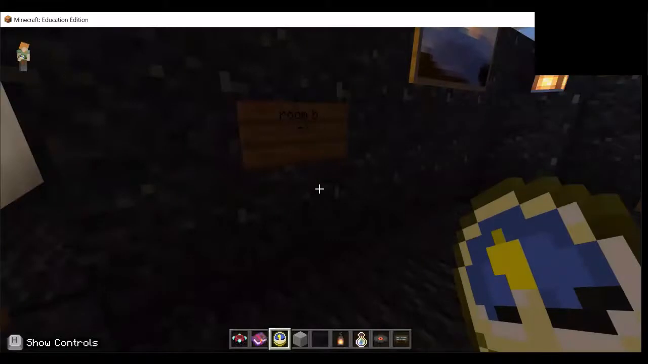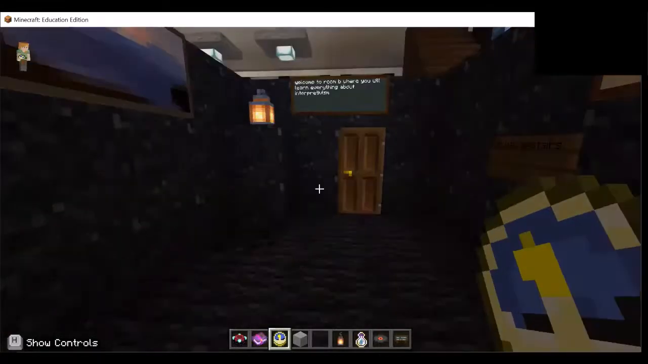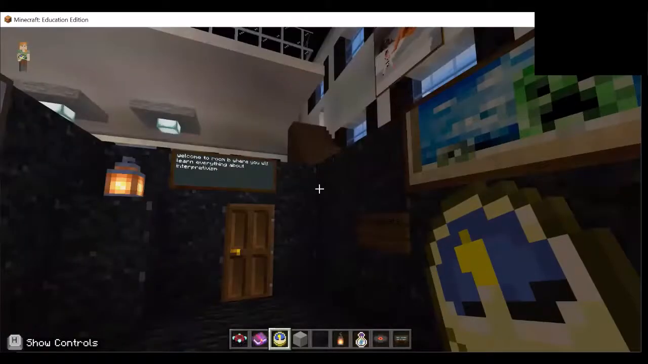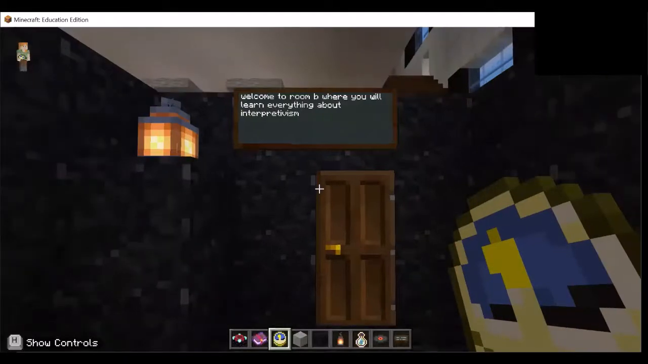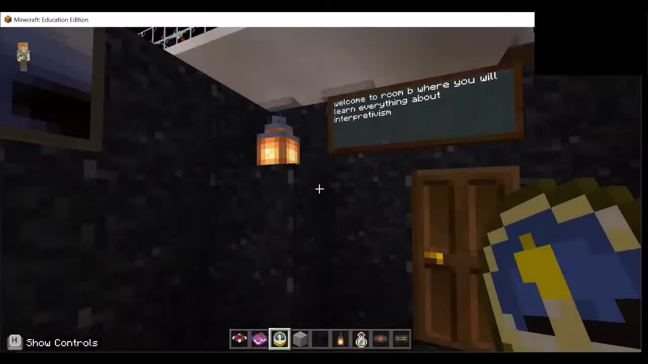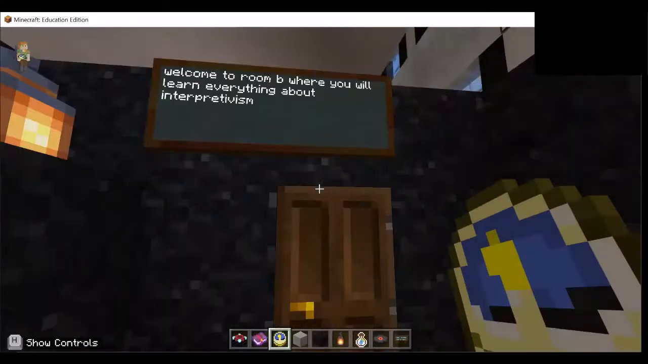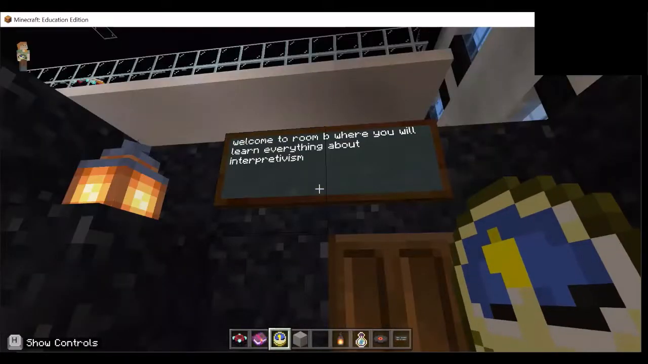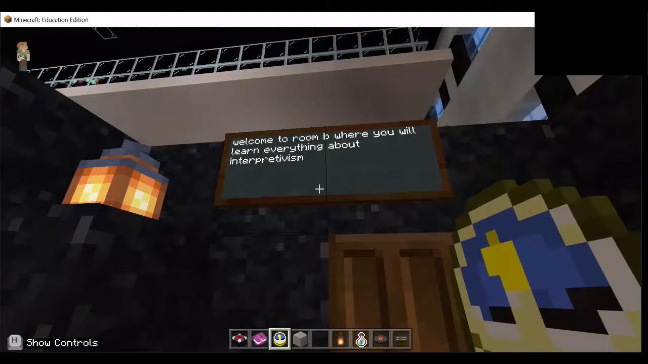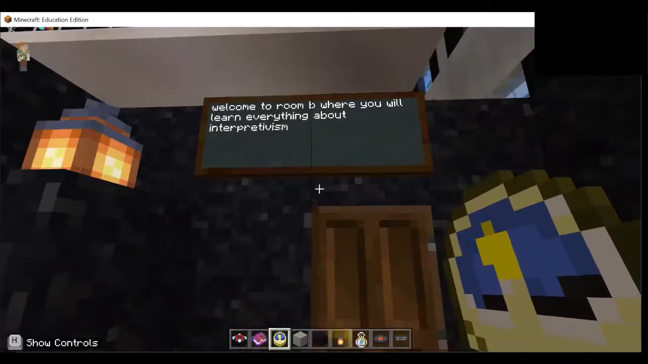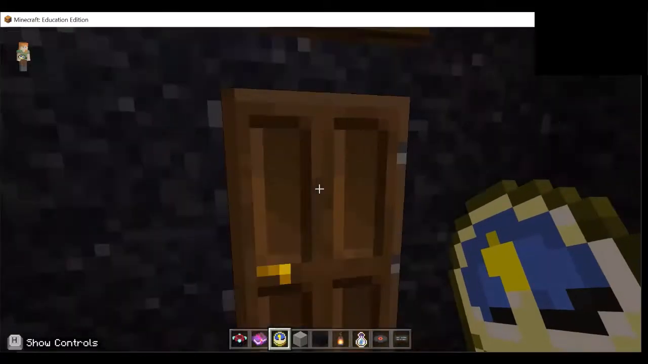There's a signpost here that tells us that this is the way to room B. We're in the right direction. There's a few paintings. I feel that it makes the place look beautiful. There's a lantern that I put here. Okay, it reads, welcome to room B, where you will learn everything about interpretivism. So let's move on and learn about interpretivism.